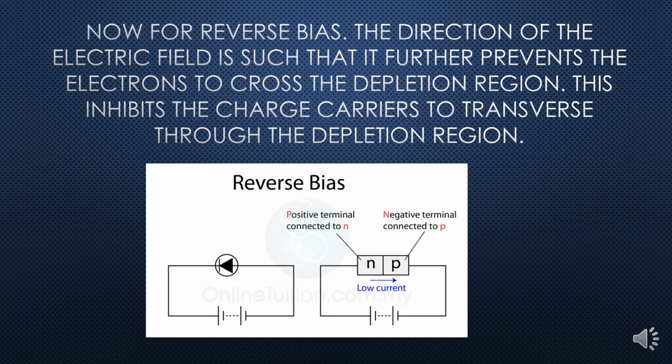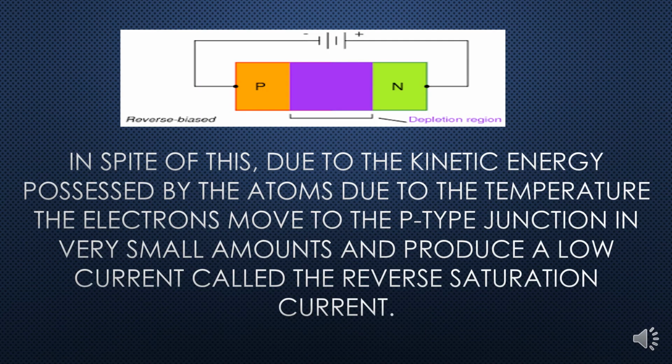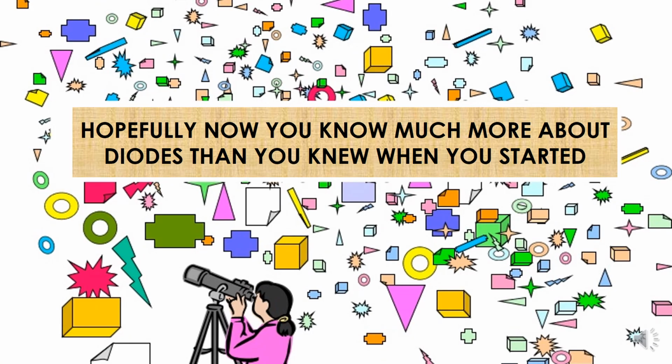The direction of the electric field is such that it further prevents the electrons from crossing the depletion region. This inhibits the charge carriers from traversing the depletion region. In spite of this, due to the kinetic energy possessed by the atoms due to the temperature, the electrons move to the p-type junction in very small amounts and produce a low current called the reverse saturation current. Hopefully now you know much more about diodes than you knew when you started.